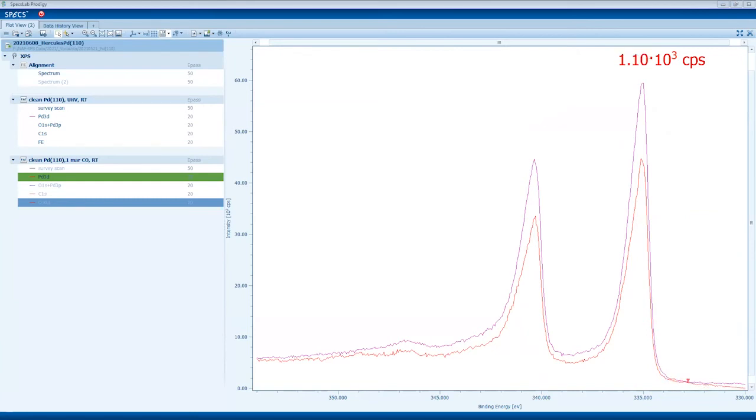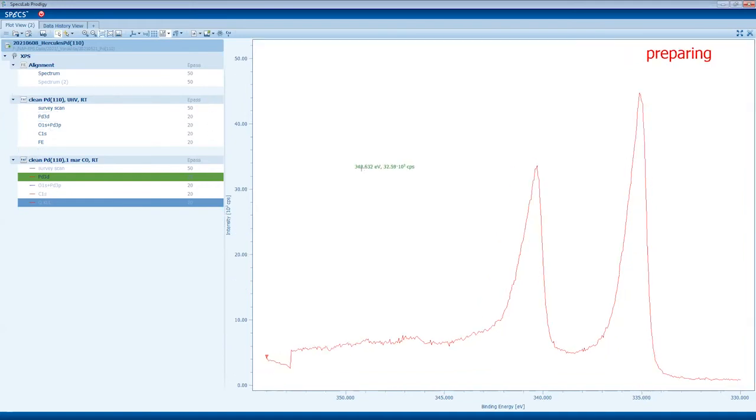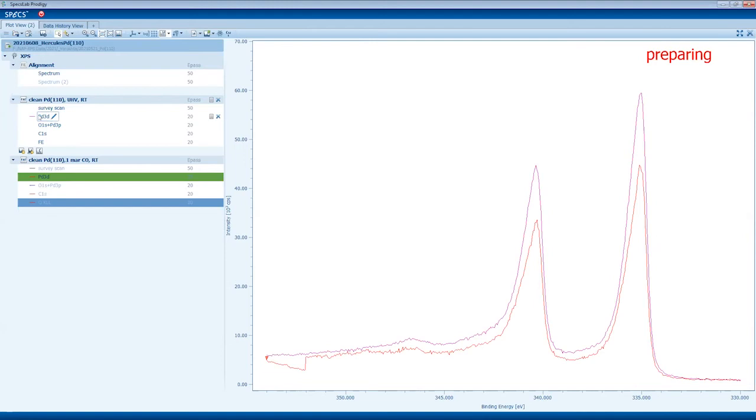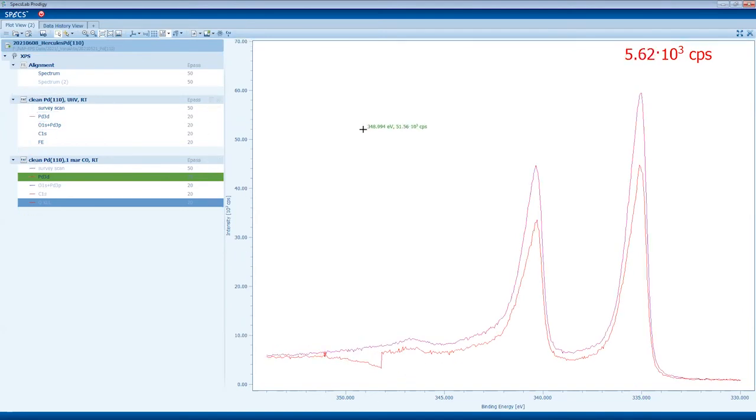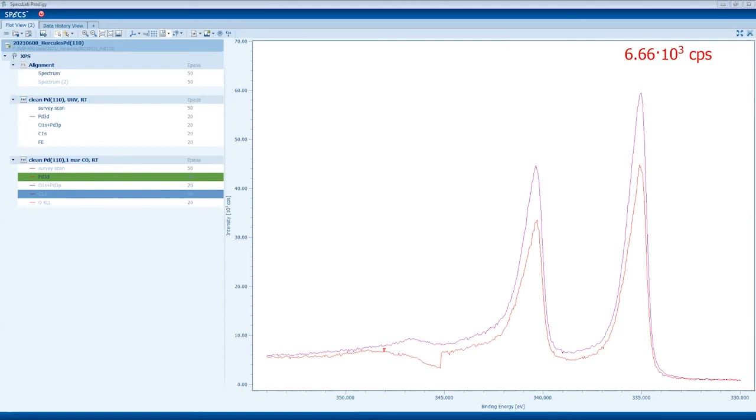Actually, the shape did not change much, I would say. We didn't do the alignment again because we did already, and the sample didn't change its position. So you can see the signal is lower because you see the difference between the high vacuum measurement and the almost 1 millibar CO. Some of the electrons are scattered by the molecules, but it's not bad.